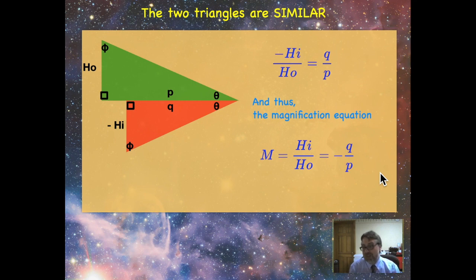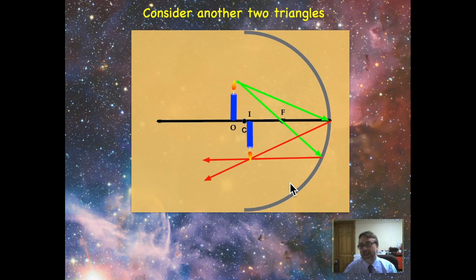For the mirror equation itself, we're going to have to do a little bit more work. But still the same kind of trick. Again, I'm starting with the exact same diagram as before, but we're going to look at 2 different triangles. I'm still going to be using this object, but I'm going to look at the triangle designated by the ray that's going through the focal point. So I'm looking at this green triangle right here.